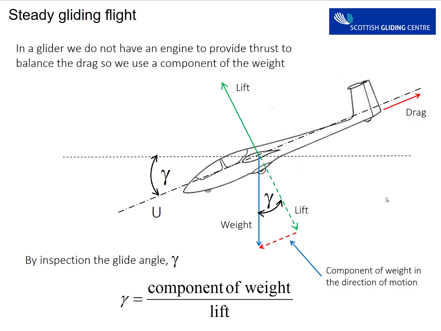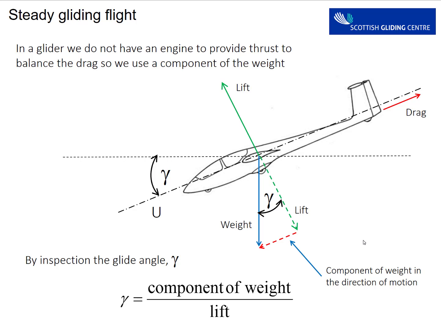And when we're in this steady gliding flight, we can estimate what the glide angle of the aircraft is by inspection. And what we see by inspection here, we can see that the glide angle is equal to the component of the weight in the direction of motion divided by the lift force, and that gives us our glide angle.